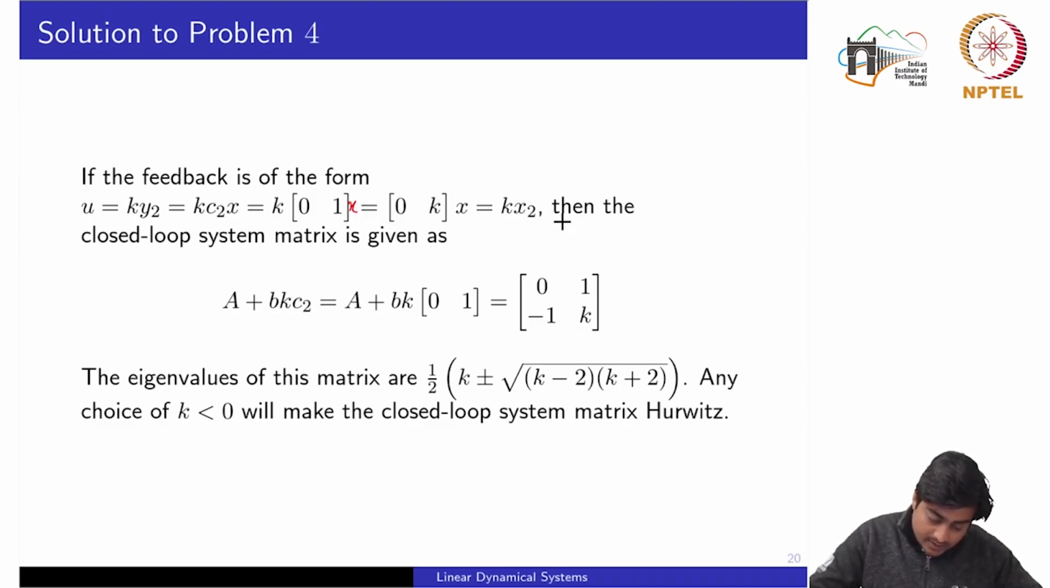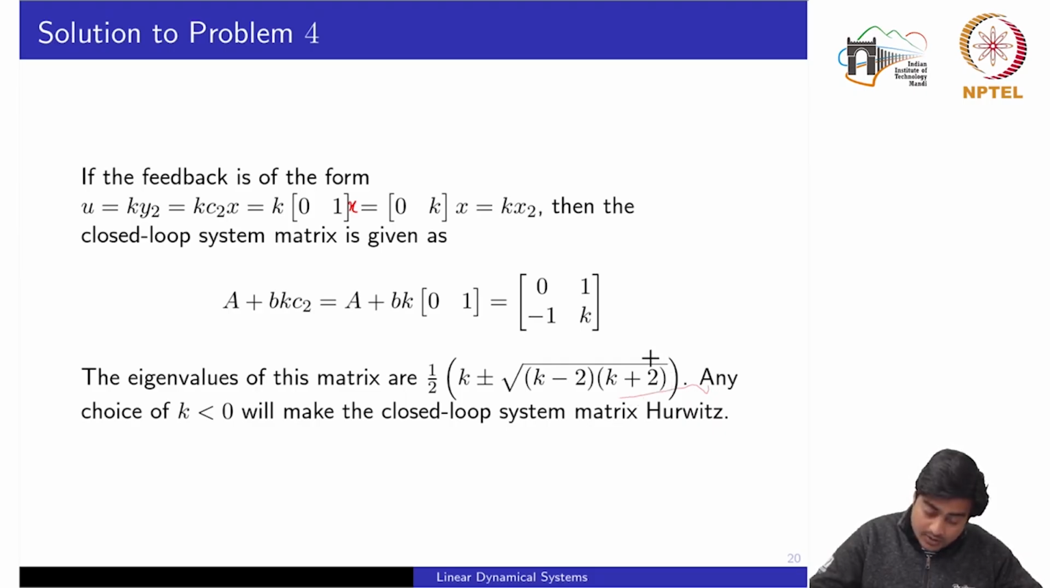Okay, so for this case the closed loop matrix would be given by this one, A plus B K C2, and in terms of K, this would be a parameterized state matrix. Now computing the eigenvalues, we obtain this one, and you would see that for any choice of negative values of K, these eigenvalues would be on the left hand side.